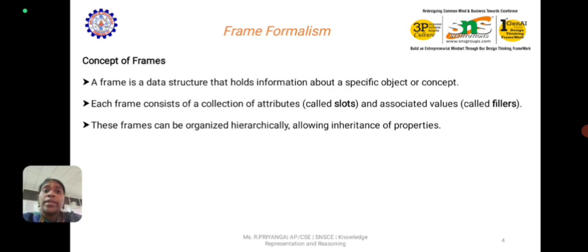The concept of frames: it is a data structure that holds all the information about some specific object or concept. It's like rules, facts, or relationships. Each frame consists of a collection of attributes, named as slots, and associated values, called fillers. These frames can be organized hierarchically, allowing inheritance of properties.